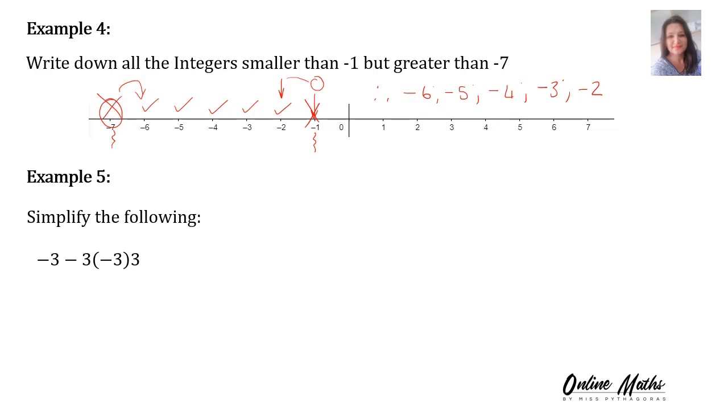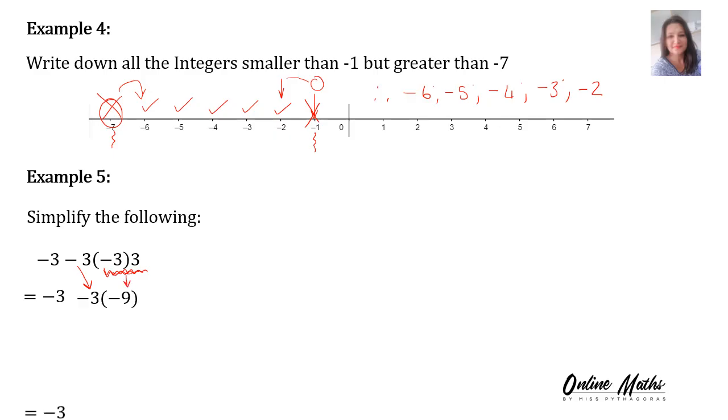Example 5. Simplify the following. So here you must be very careful. Remember your rules: brackets first. So first of all, you're going to wait with the -3 in front, and then you're going to wait with this -3, that -3. And now you're going to say a negative times a positive is a negative. 3 times 3 is 9.